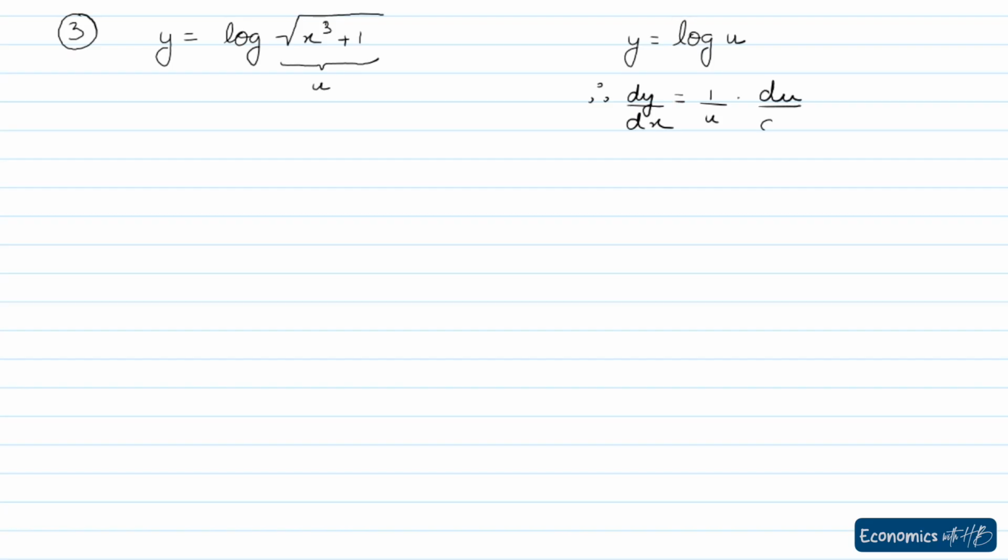Alright, let's see the next question. Y is equal to log of under root of x cube plus 1. Now let's take under root of x cube plus 1 as u. And the derivative of y, dy by dx, will be 1 by u into du by dx using the property. So what we get here is 1 by u.